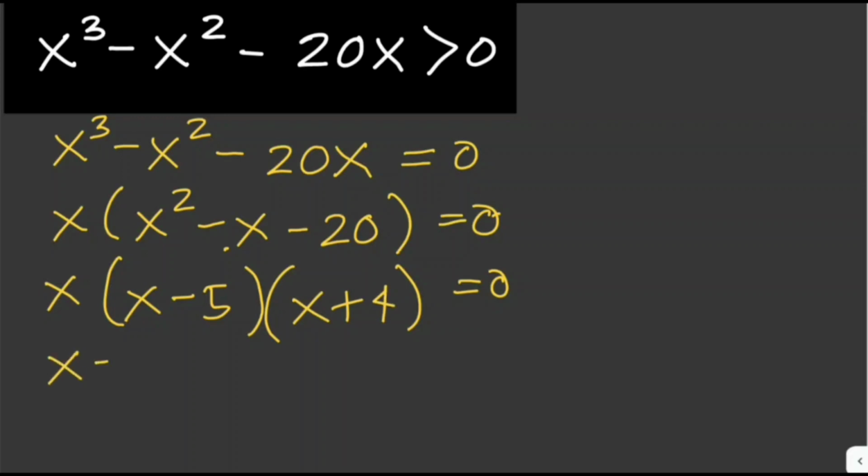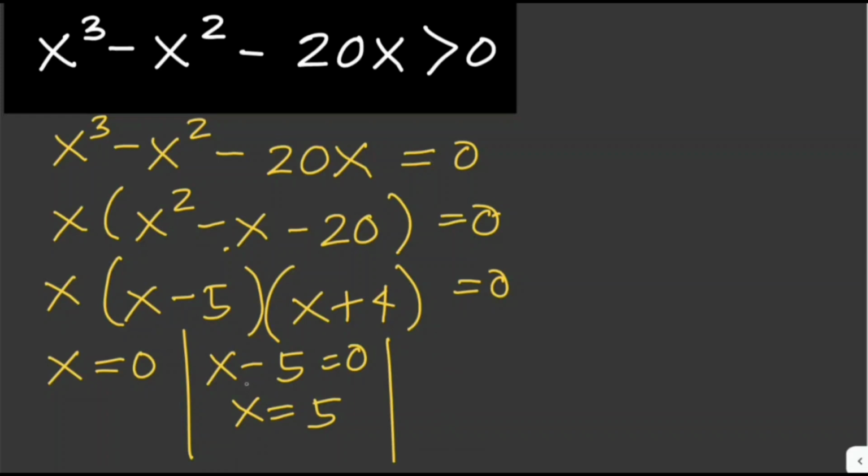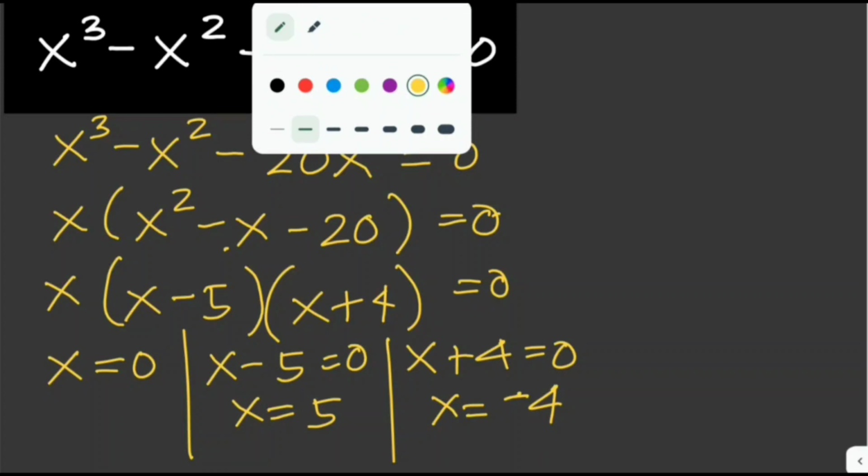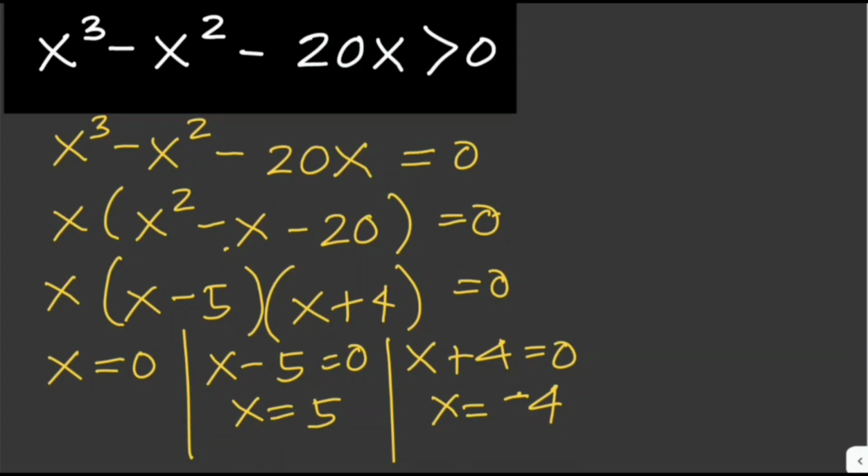Therefore, the values for our x are 0, x equals 5, we add 5 to both sides, and x equals negative 4, we subtract 4 from both sides. Now we have our critical numbers that we are interested in. So let's try plotting these points on the number line.